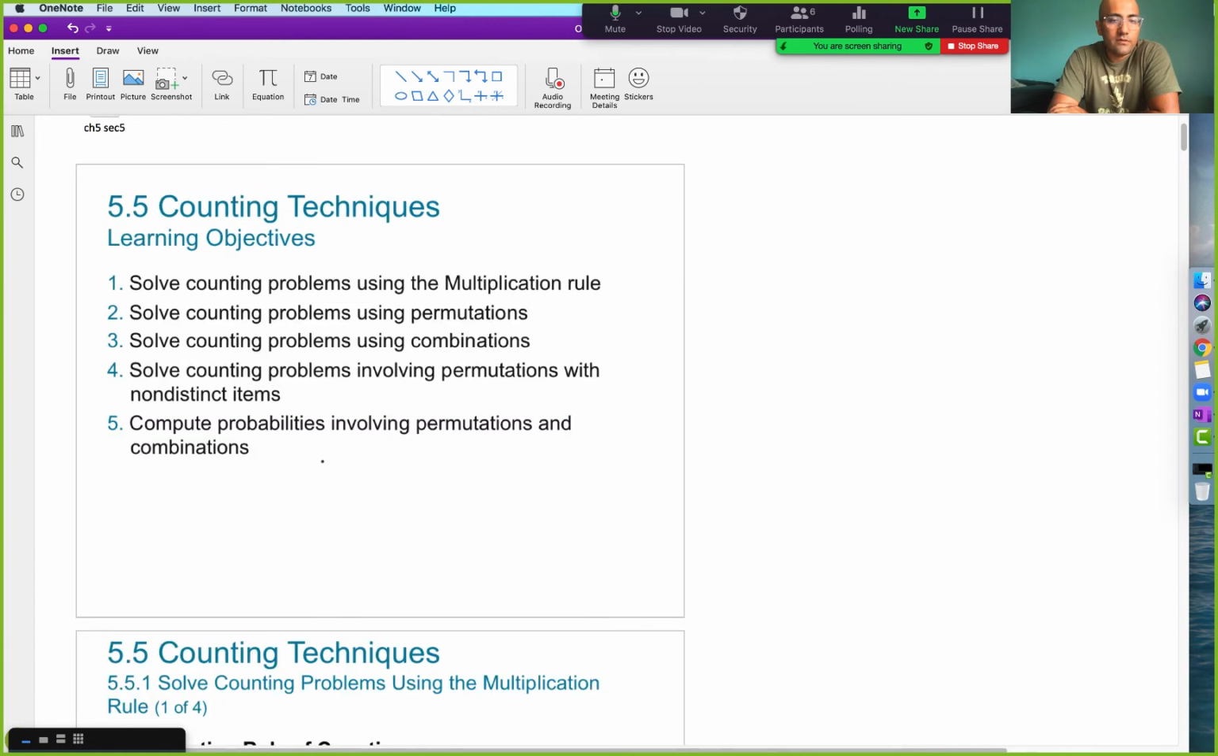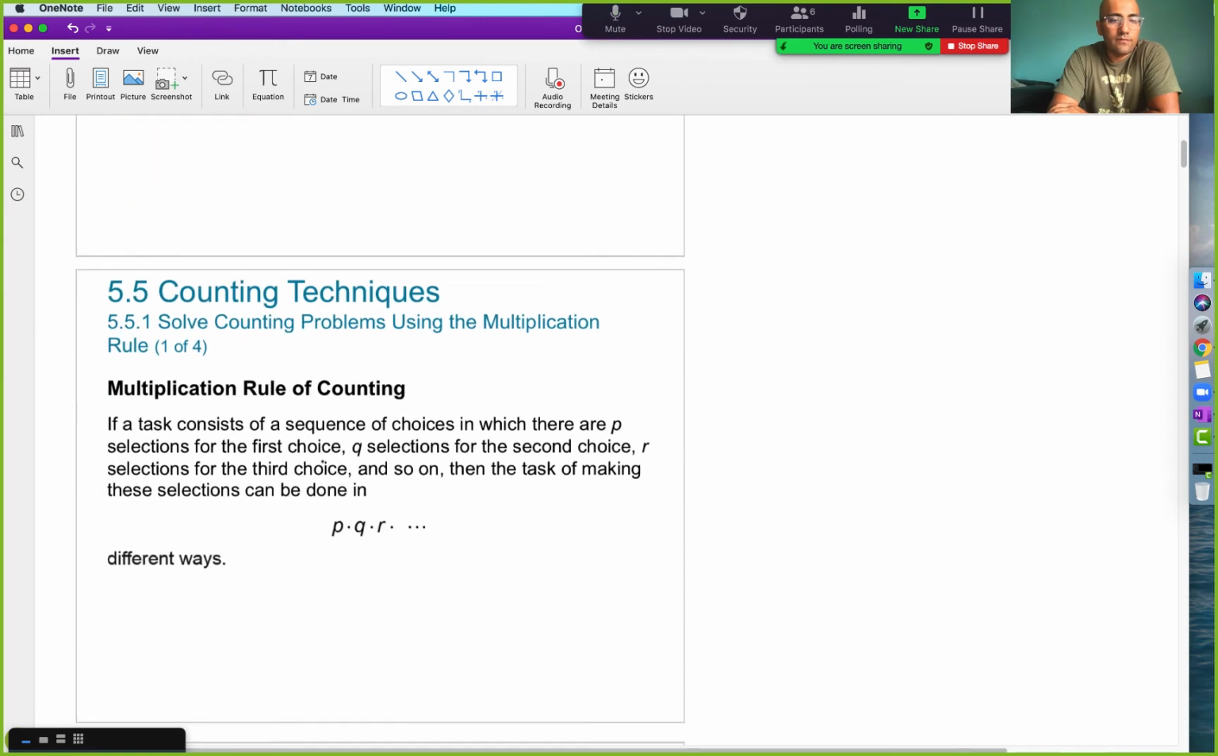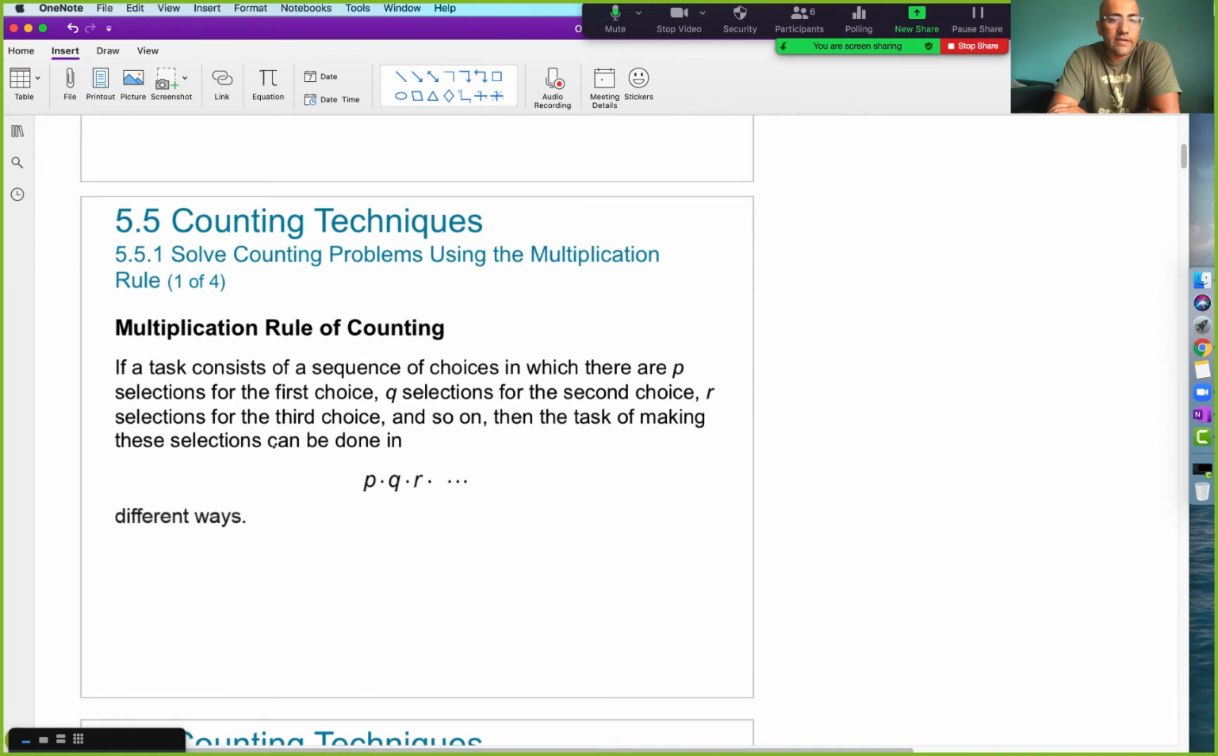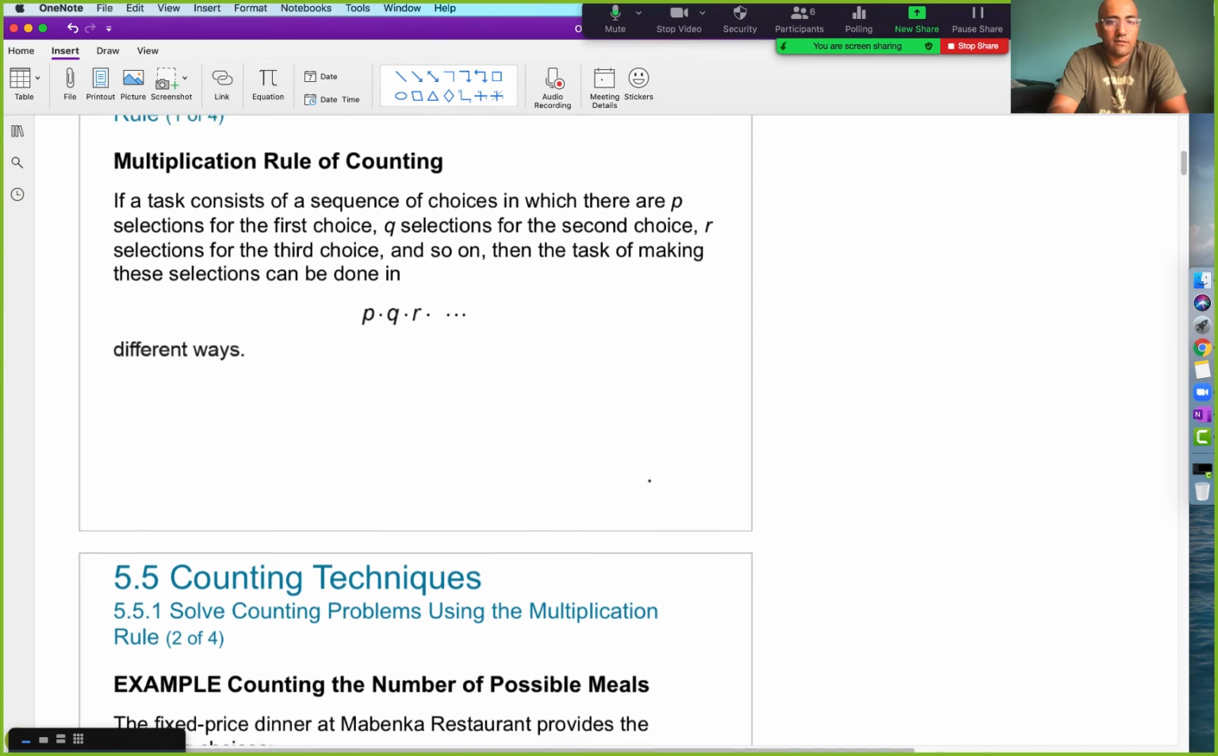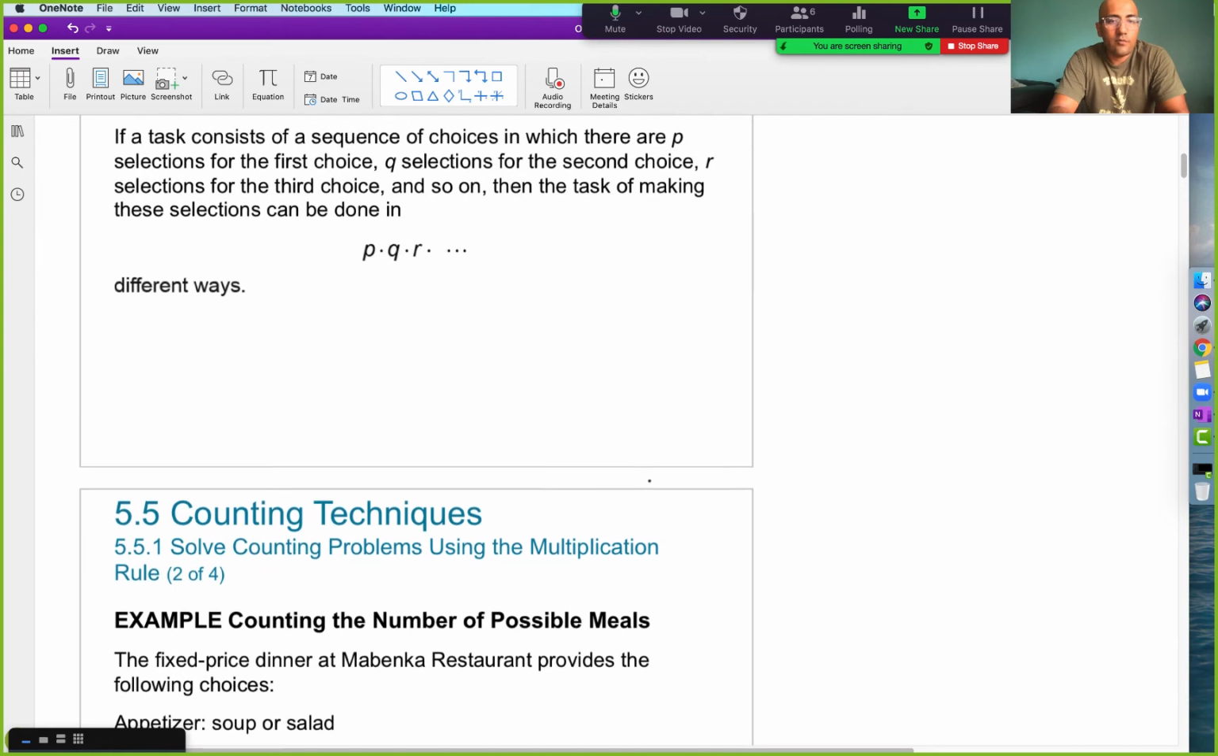Okay, so first of all, let's look at the multiplication rule. The multiplication rule says that if a task consists of a sequence of choices in which there are P selections for the first choice, Q selections for the second choice, R selections for the third choice, and so on and so forth, then the task of making the selections can be done by multiplying all the different options for each one. That's what we've been doing so far, just writing it down, formalizing it.